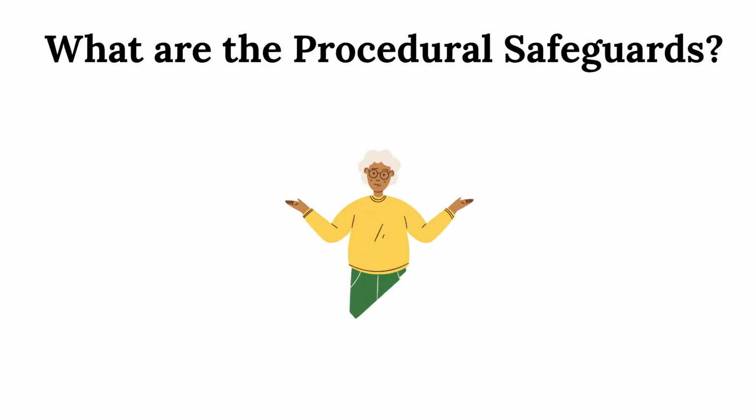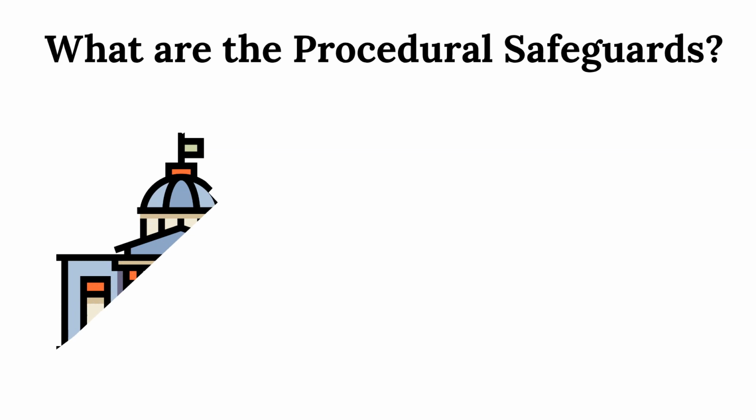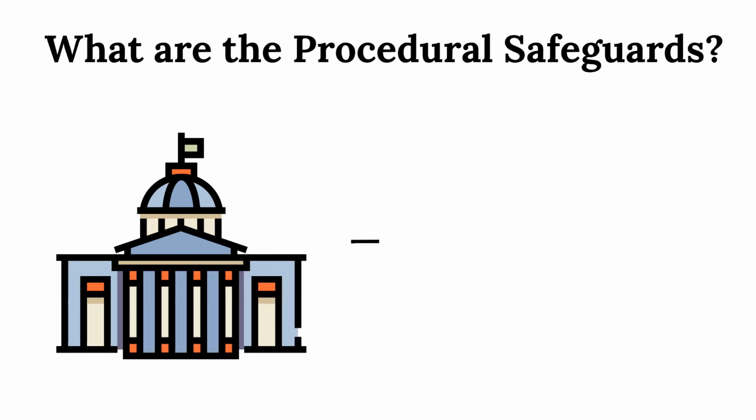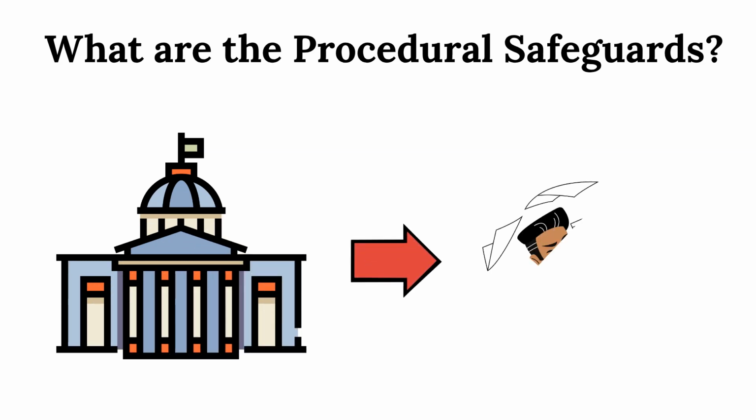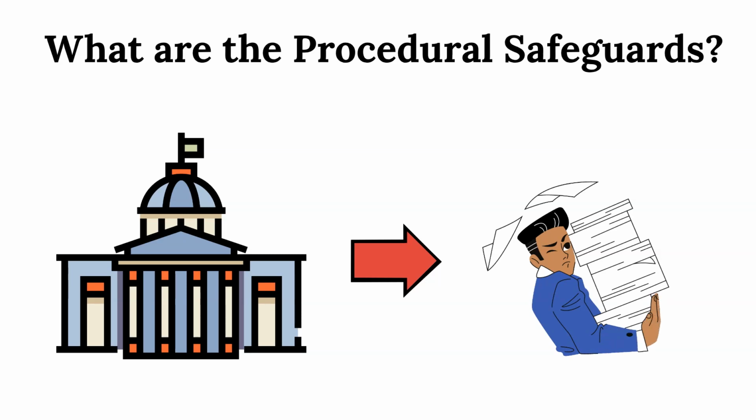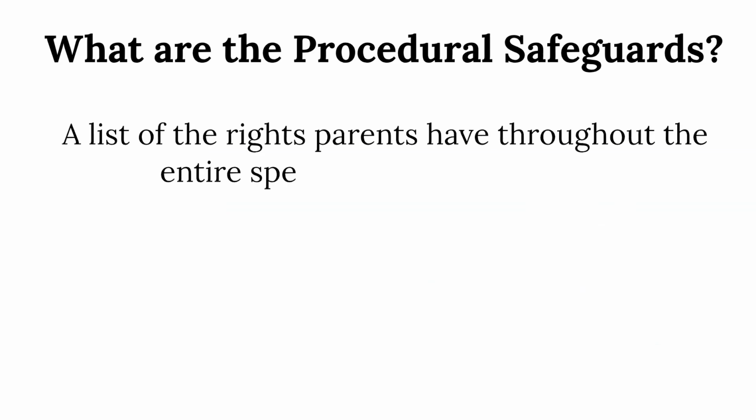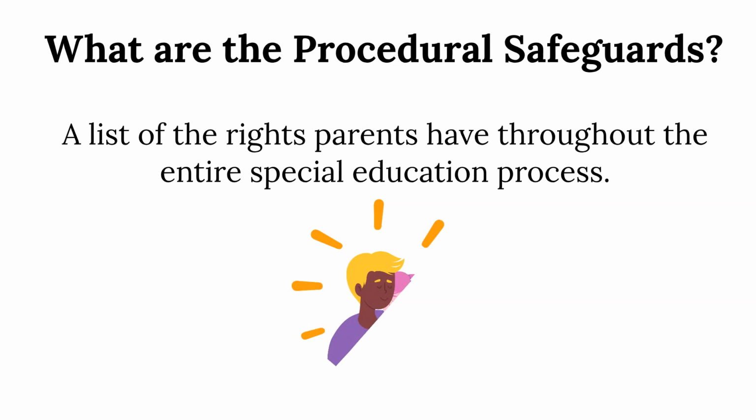Now let's go through what the procedural safeguards are. Before your child's evaluation, you will be given a lot of paperwork, including the 40-page procedural safeguard packet. That is very long. Here are the most important things you need to know. The procedural safeguards contain a list of rights that parents have throughout the special education process.